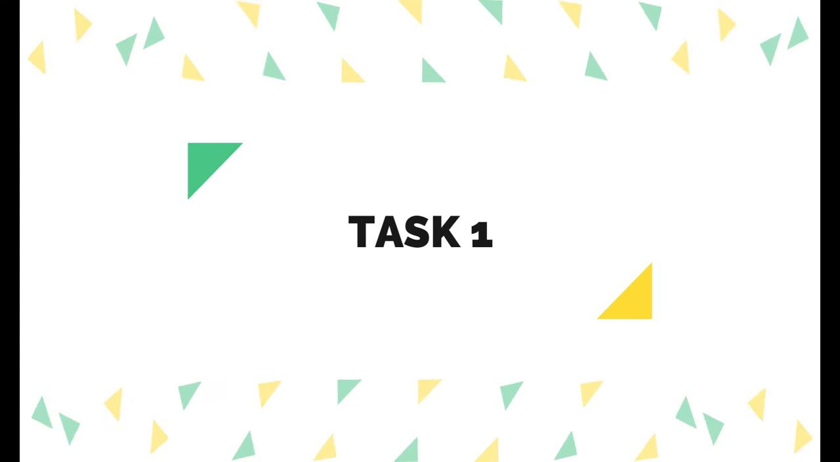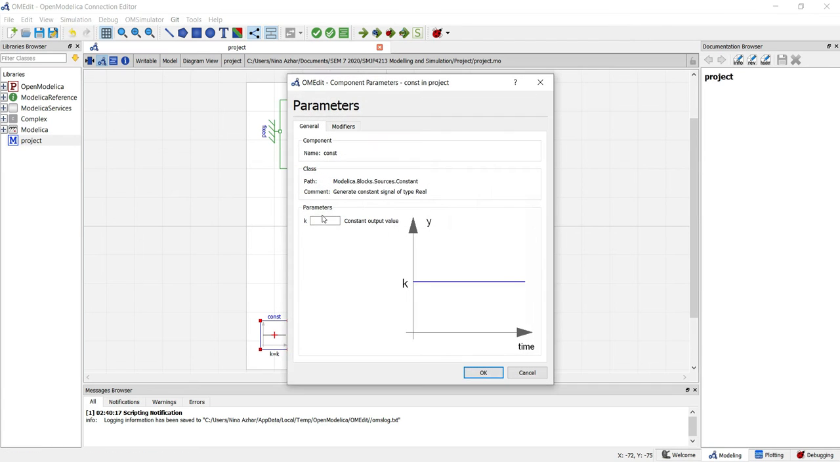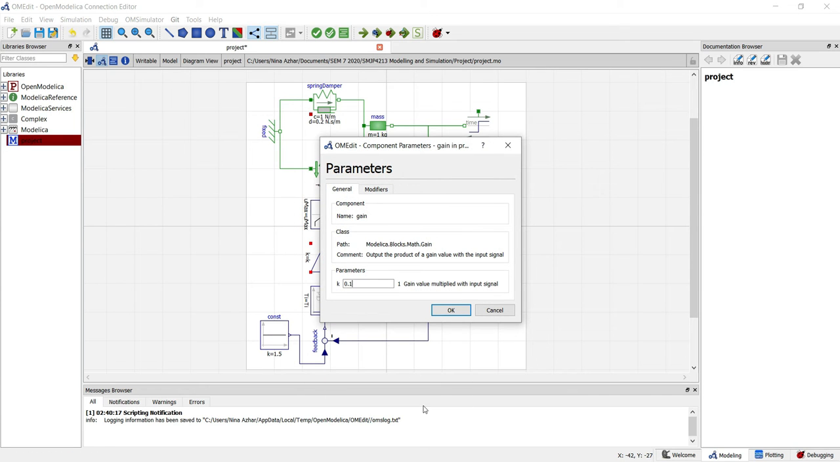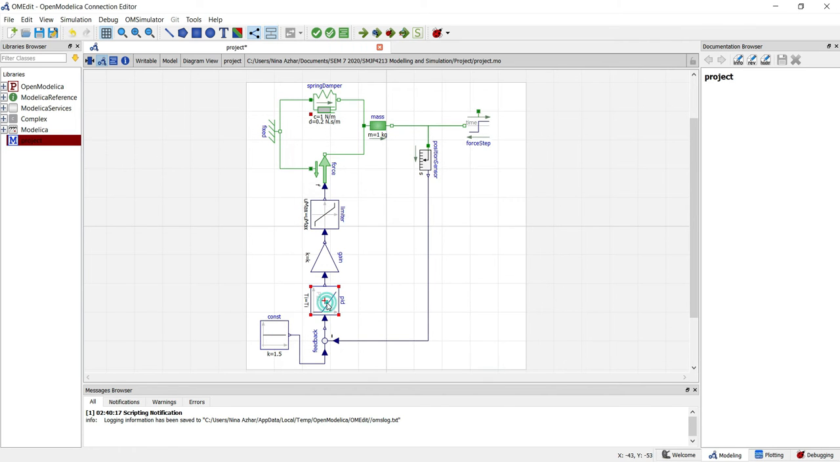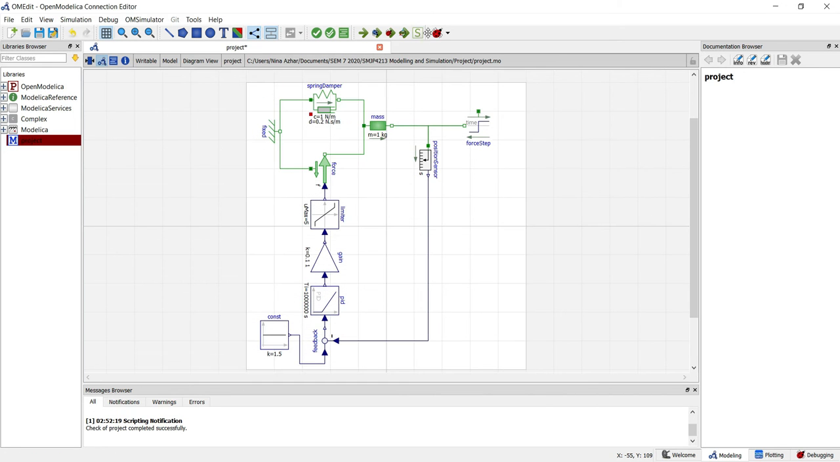We want to discuss how the position sensor reading is related to the actual position of the right side of the mass. For this task, we set the constant value to 1.5, gain to 0.1, limiter to max 5 and minus 5. Several simulations are done to determine which parameters of the PID controller best suit the graph. The first simulation is with parameters k equals 1, Ti equals infinity and Td equals 0. Stop time is 100 seconds.